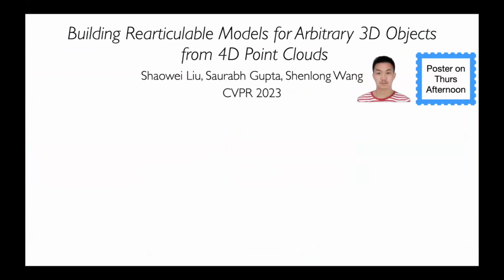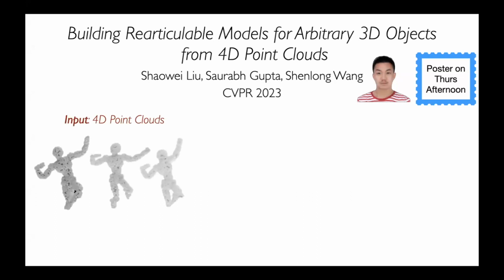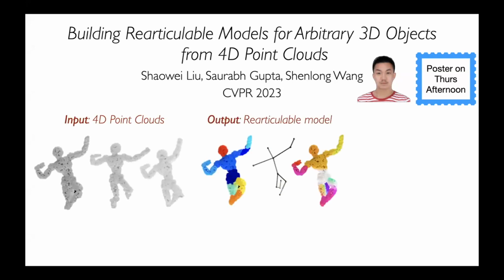In this CVPR paper, the target is that we are building rearticulable models for arbitrary 3D objects from 4D point clouds. So I have a 4D point cloud as input, right? It's a point cloud that you have recorded a sequence of. And what we want to do is output a rearticulable model, which means we want to identify what the different parts of this object are, how these parts are connected to one another, and how they are moving with respect to one another, right? If you work with robots and so forth, this is essentially akin to outputting a URDF file for this particular object.